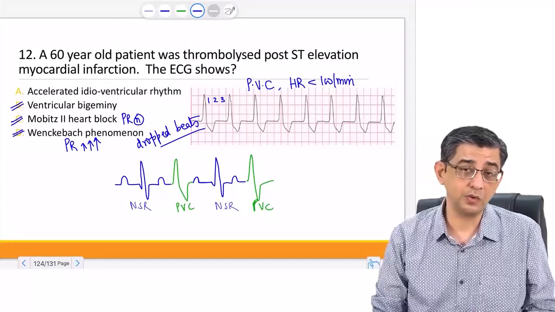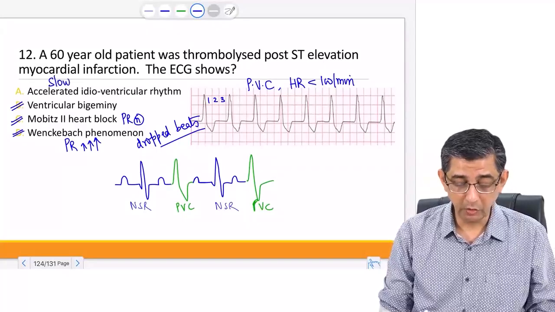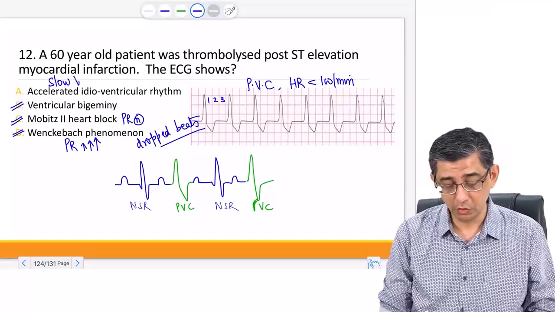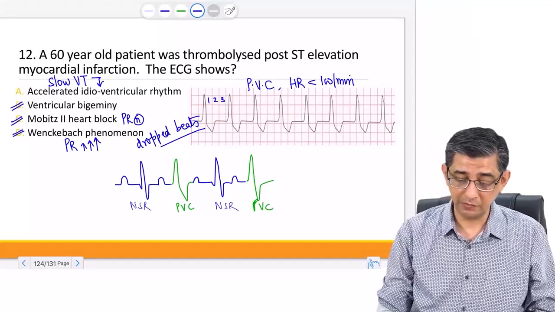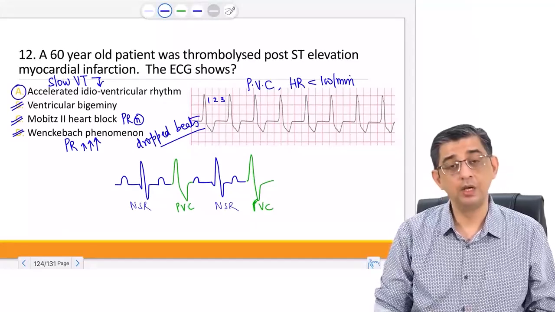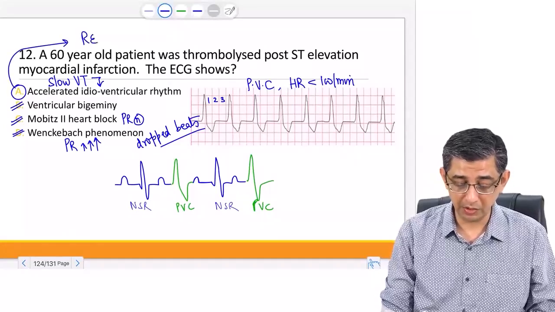This is, guys, what is called a slow VT. Slow VT is accelerated idioventricular rhythm. This is usually encountered post thrombolysis. The correct answer for this question is option number A. I want to highlight that this is rather a very harmless reperfusion arrhythmia.